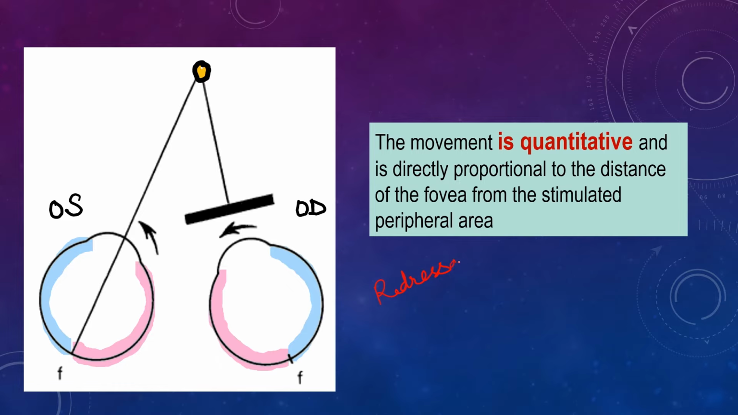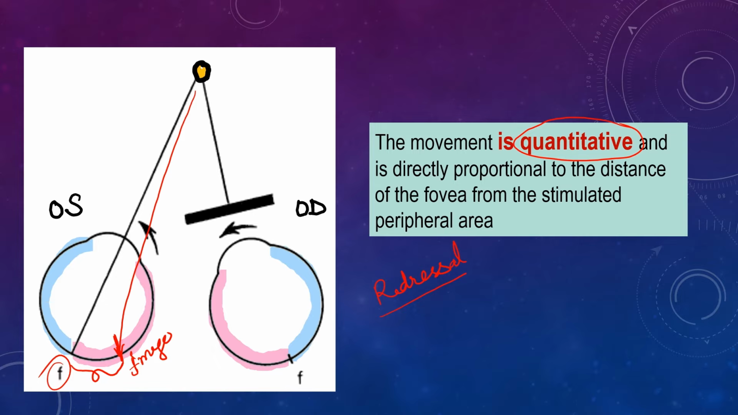This redressal movement is more of a quantitative movement. What I mean to say is that the amount of redressal movement that happens in the deviated or squinted eye is directly proportional to the amount of squint, and to the distance of the fovea from the stimulated peripheral area. Suppose this was the point where the image was being formed somewhere on the nasal retina, and this was where the fovea was. If the distance between these two points is more, obviously the redressal movement will also be more.